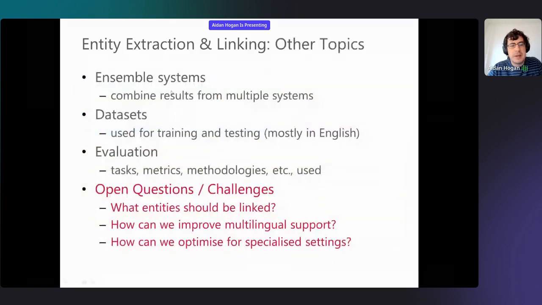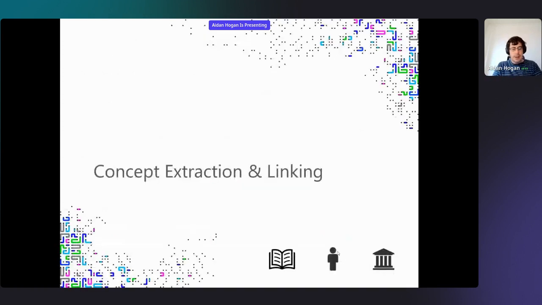So in terms of other topics covered by the paper, there's not enough time to discuss them here. Ensemble systems, where we combine results from multiple systems, discussion about data sets used for training and testing, evaluation, and also some open questions and challenges. So what kinds of entities should we be linking? Should we also be linking, for example, Donald Knuth, but should we also be linking abstract concepts like person and so forth? How to improve multilingual support. There's a lot of emphasis on English, but not so much on other languages. And how can we optimize for specialized settings, for example, entity extraction from tweets, where there are a lot of abbreviations and very short text and so forth. So next up, we have concept extraction and linking.